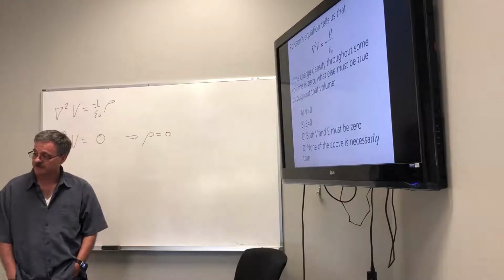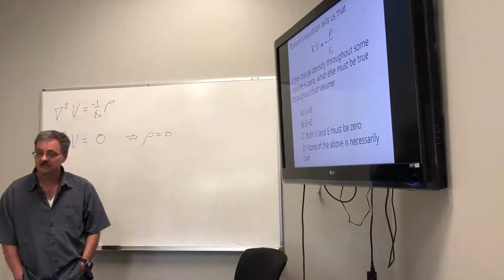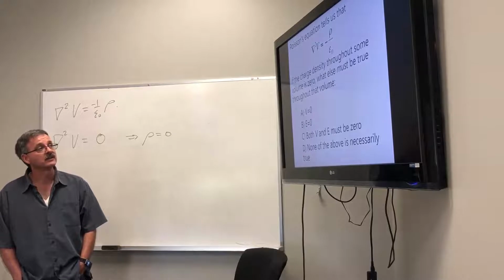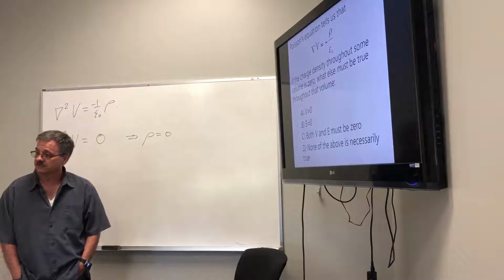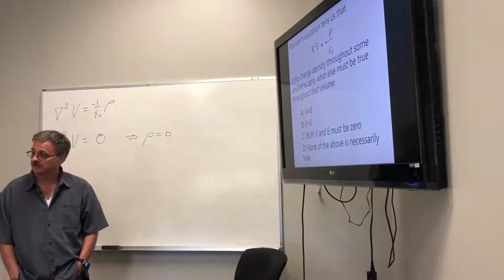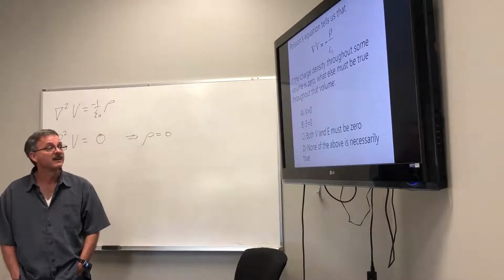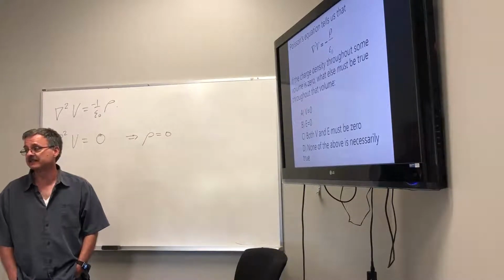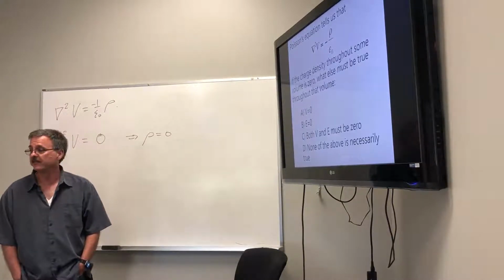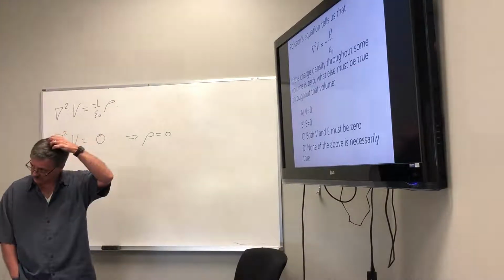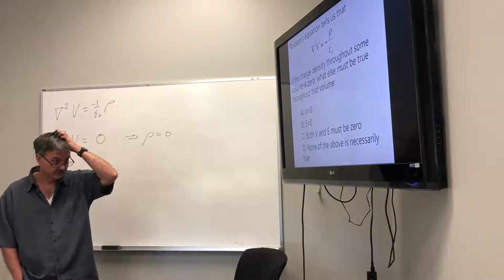Does the electric field have to be 0 if there's no charge density? The clue to this is it says we're looking at some volume in which the charge density is 0. It never tells you what's outside that volume, so there could be an electric field. And the correct answer is D. None of those above is necessary for the charge density to be 0. Okay?